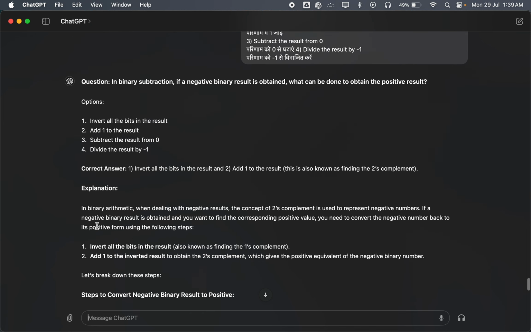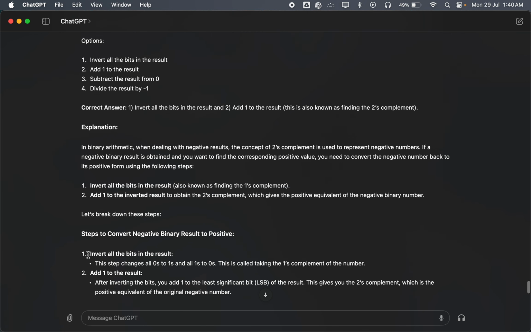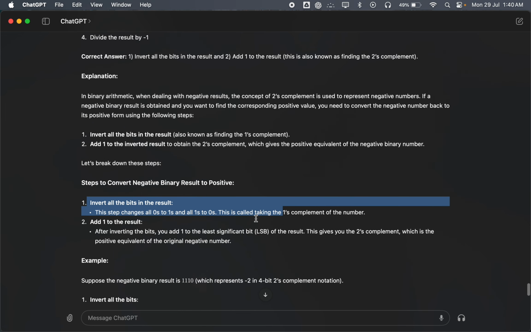Options are this. In binary arithmetic, when dealing with a negative result, we use the concept of 2's complement to represent a negative number. If you have a negative number and you want the corresponding positive value, we just have to convert a 2's complement number into its positive value, right? We need to convert the negative number back to its positive form using the following steps. We first have to invert all the bits in the result, then add 1 to the inverted result to obtain the 2's complement. So invert all the bits, then add 1 to the result.